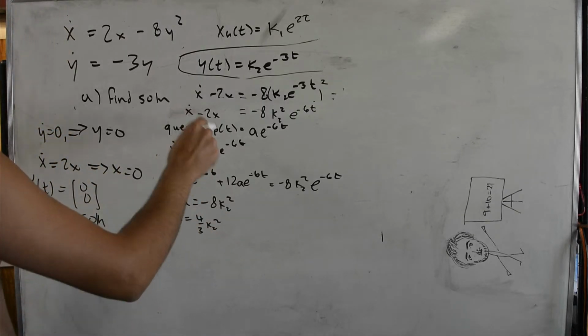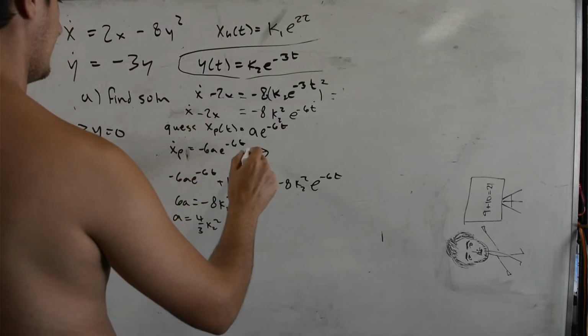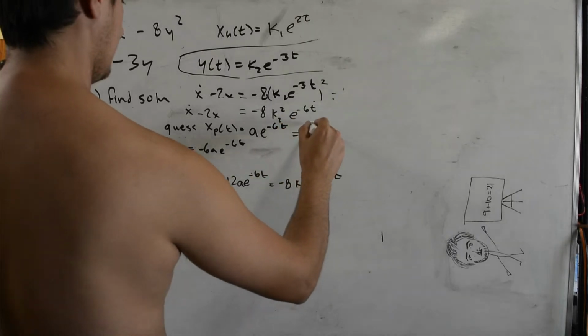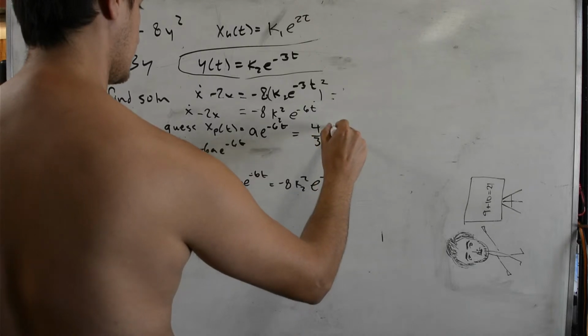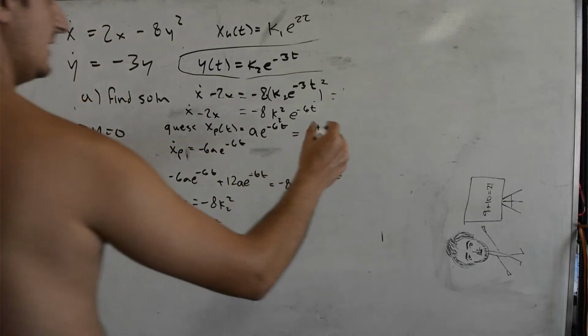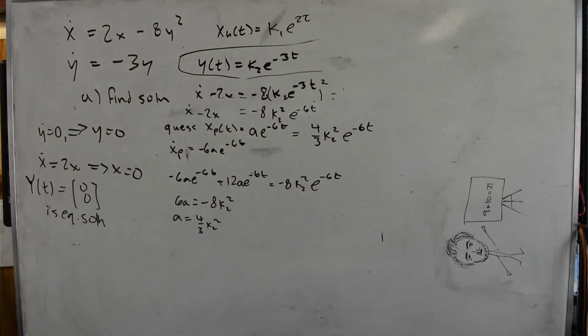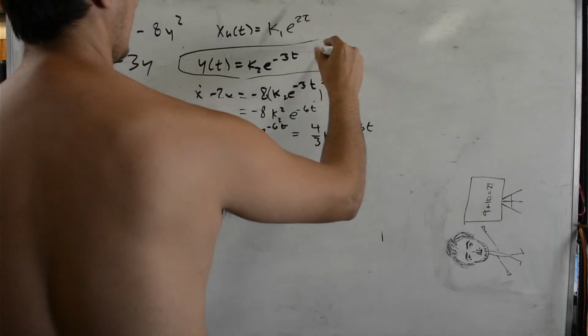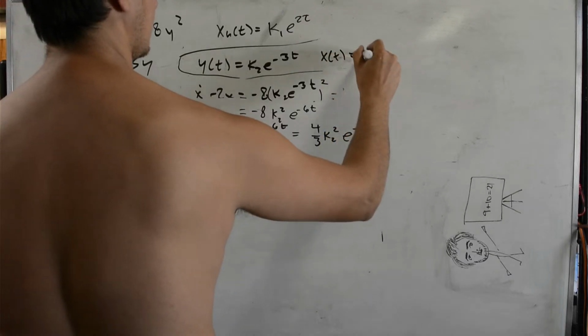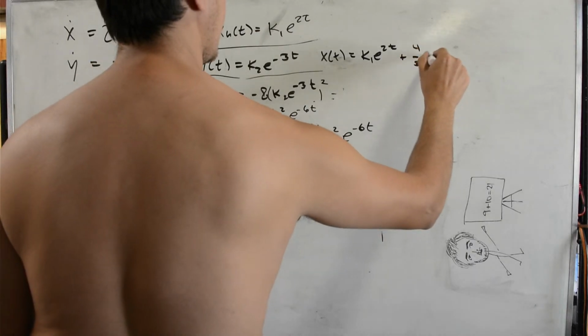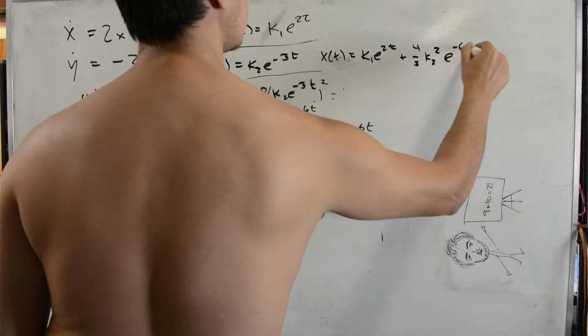So then our particular solution becomes, not that. So then it becomes 4/3 k2 squared e to the minus 6t. So then we just need to sum them. So we need to take their sum. So we get x of t is equal to k1 e to the 2t plus 4/3 k2 squared e to the minus 6t.